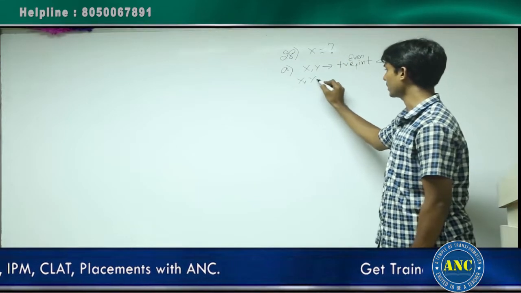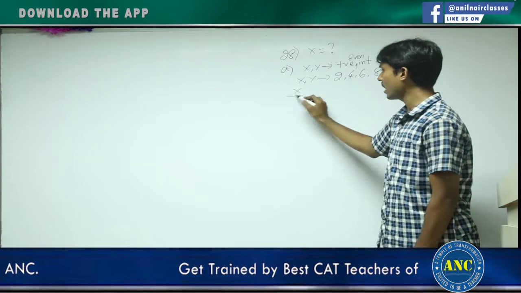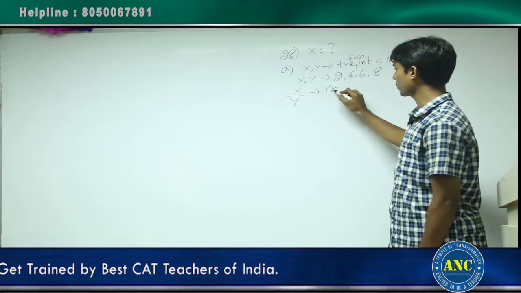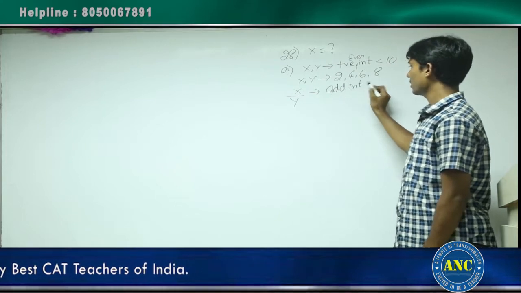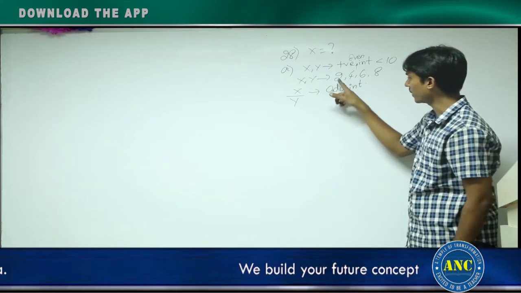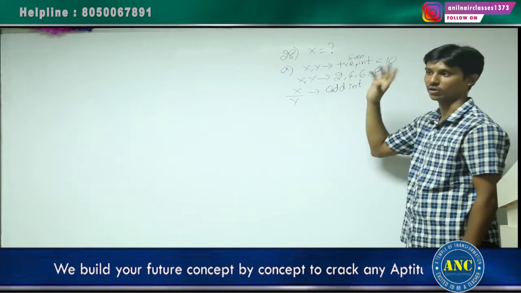So x and y can be 2, 4, 6 or 8. And they are also telling that x by y is an odd integer. See here, if I take 2 by 4, I am talking about x by y, it is not odd. 2 by 6 not odd. 2 by 8 not odd.